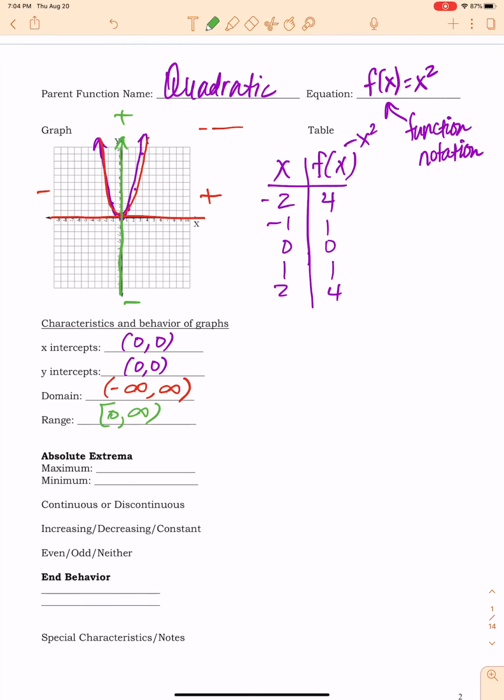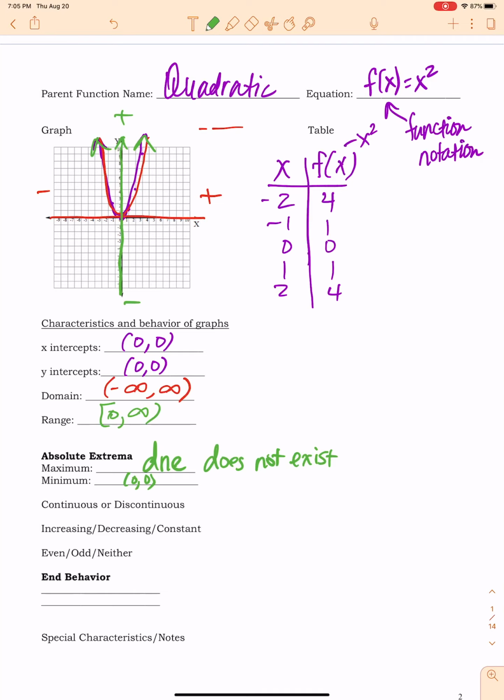All right, so as we move through here, extrema. Values that are extreme are the highest and lowest values that the graph reaches. Well, since we've got arrows at the end of our graph, that means it extends forever in the positive direction, so we don't have a maximum. That we're going to call DNE, does not exist. And then for the minimum, it of course has a minimum at 0, 0.